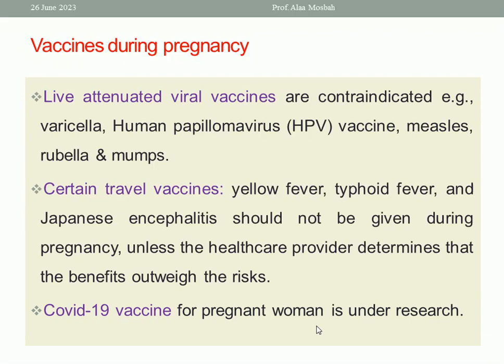What about travel vaccines? Yellow fever, typhoid fever, and Japanese encephalitis. All of these shouldn't be given during pregnancy unless the healthcare provider determines that the benefits outweigh the risks. What about COVID-19 vaccine for pregnant women? It is under research, and we can see later on in the guidelines what about it during pregnancy. And if the benefits outweigh the risk, it's okay.